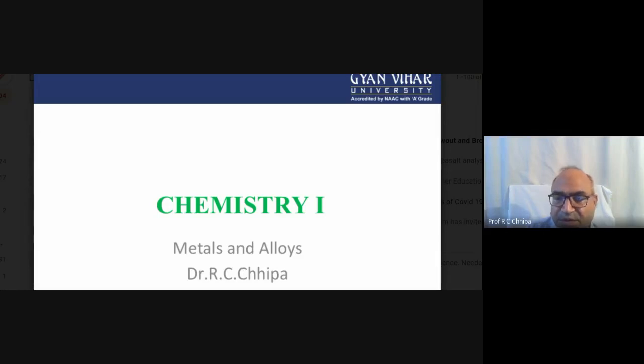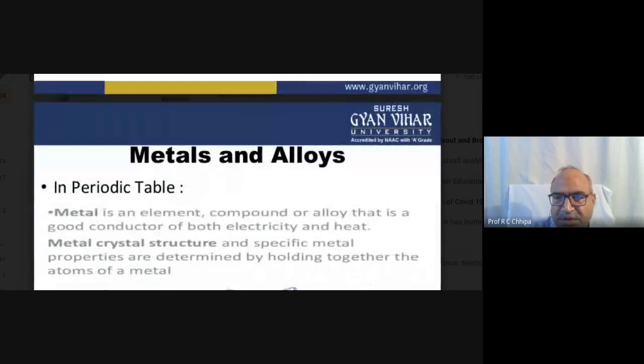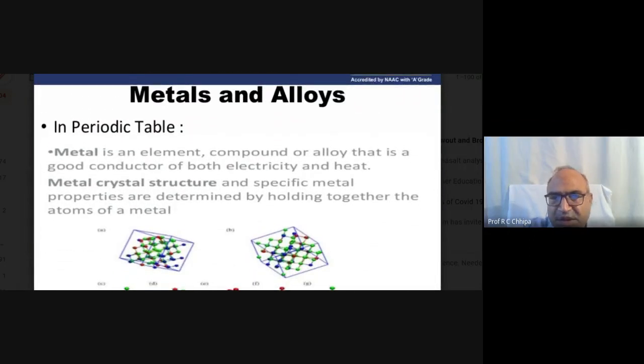Strength is also one of the important properties, along with impact resistance and various other properties that we can discuss later on. As chemistry learners, here we can see the periodic table. In the periodic table, metals are elements.